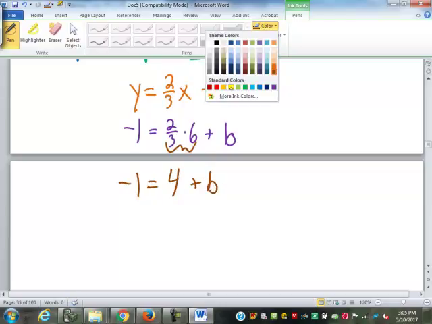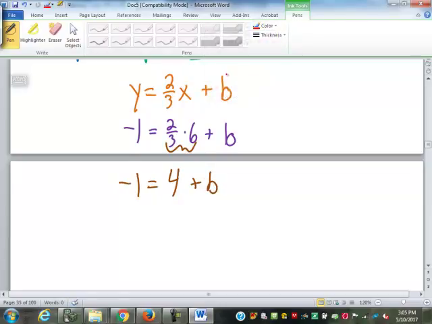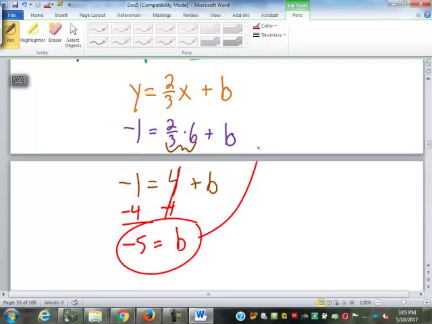And then you subtract 4. So -1 minus 4 is -5. That 4 is gone. So -5 equals b. So that comes up here. So the equation is y equals 2/3 x minus 5. Great job.